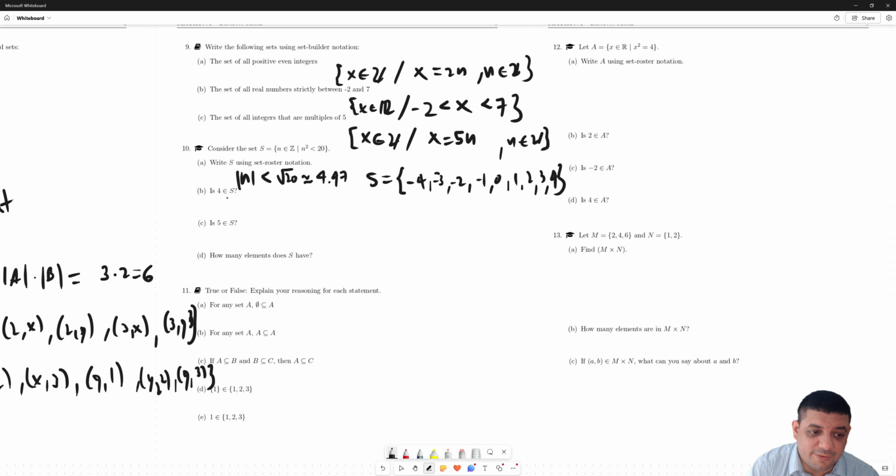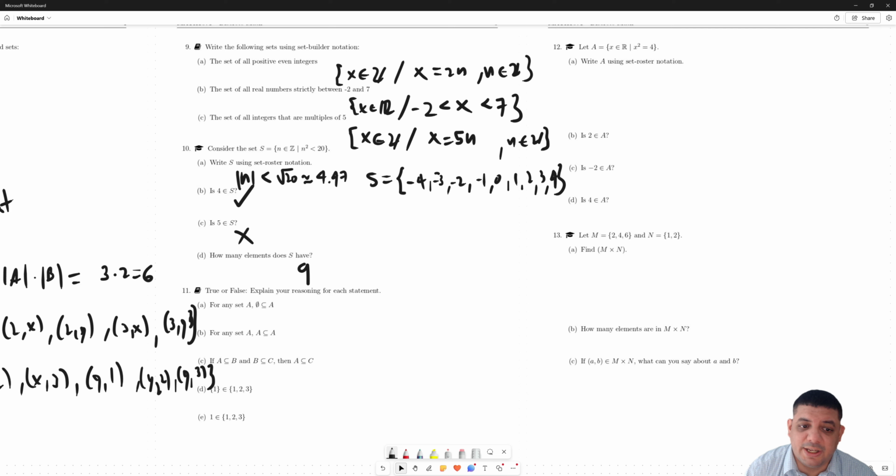Now, is 4 in S? Yes, it is in there. Is 5 in S? No. How many elements does S have? You can count the elements here. This is 4, 5, and then 4 more, 9 elements. So that way you can figure out how many elements are in there.